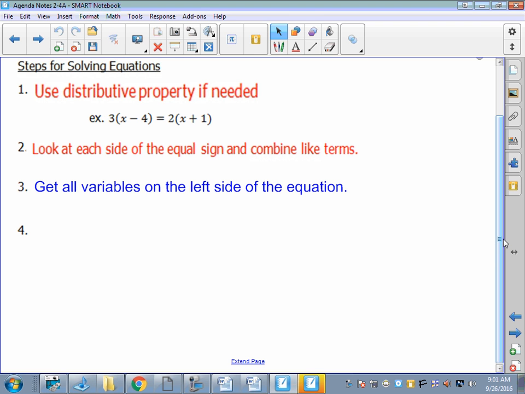And then you're going to get all variables, if in doubt, on the left side, and all numbers on the right side. It'll be a multi-step equation once you get your like terms combined. Right? So you can have variables on the opposite sides of the equation.